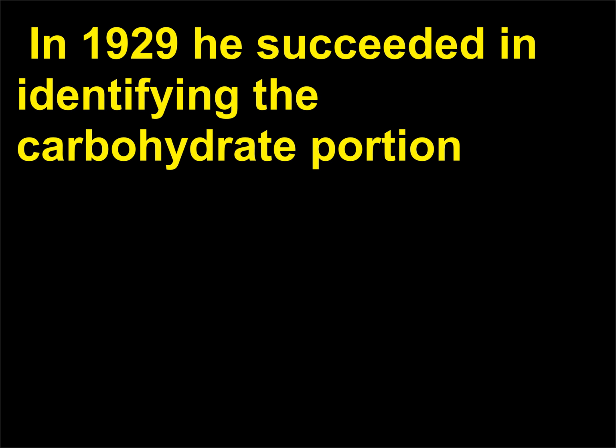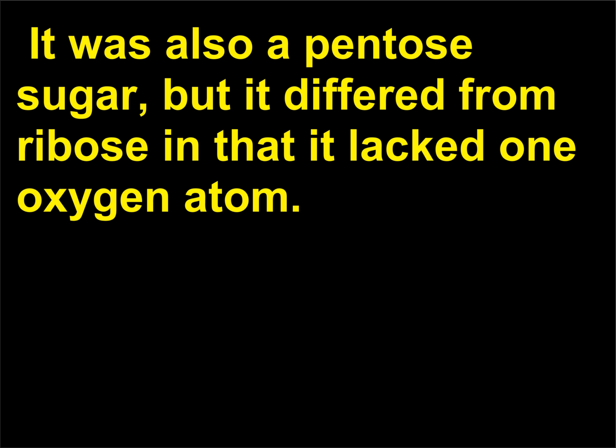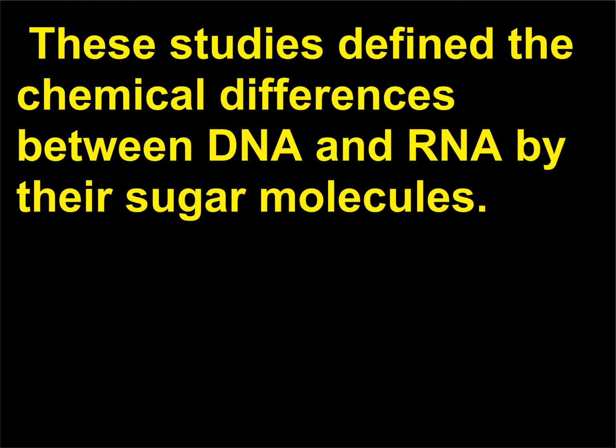In 1929, he succeeded in identifying the carbohydrate portion of the nucleic acid isolated from the thymus of an animal. It was also a pentose sugar, but it differed from ribose in that it lacked one oxygen atom. Levene called the new substance deoxyribose. These studies define the chemical differences between DNA and RNA by their sugar molecules.